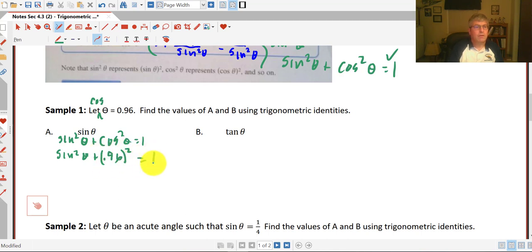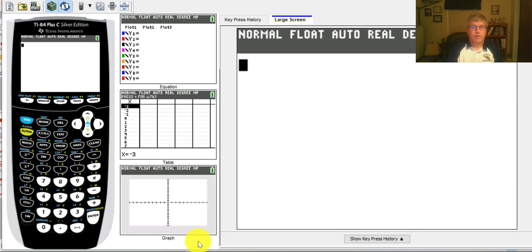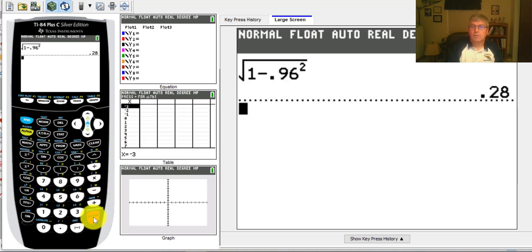So 0.96 squared equals 1. Subtracting the 0.96 squared from both sides leaves us with sine squared theta equals 1 minus 0.96 squared. We take the square root of both sides, and we get the sine of theta equals the square root of 1 minus 0.96 squared. We can go to our calculator. Square root of 1 minus 0.96 squared, and that gives us our answer of 0.28.